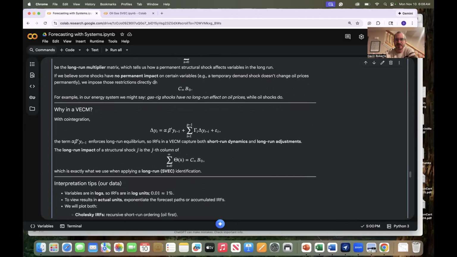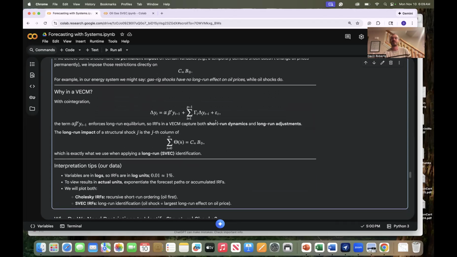If we believe some shocks have no permanent impact on certain variables, for example, a temporary demand shock doesn't change oil prices permanently, then we can impose those types of stricter restrictions directly. And so we can do it both ways. We can say you have to maintain this shock in the long run, or no, demand shocks go away in the long run, so this shock has to go back to zero. Both of those would lead to more knowns by which we can identify the structural shocks.